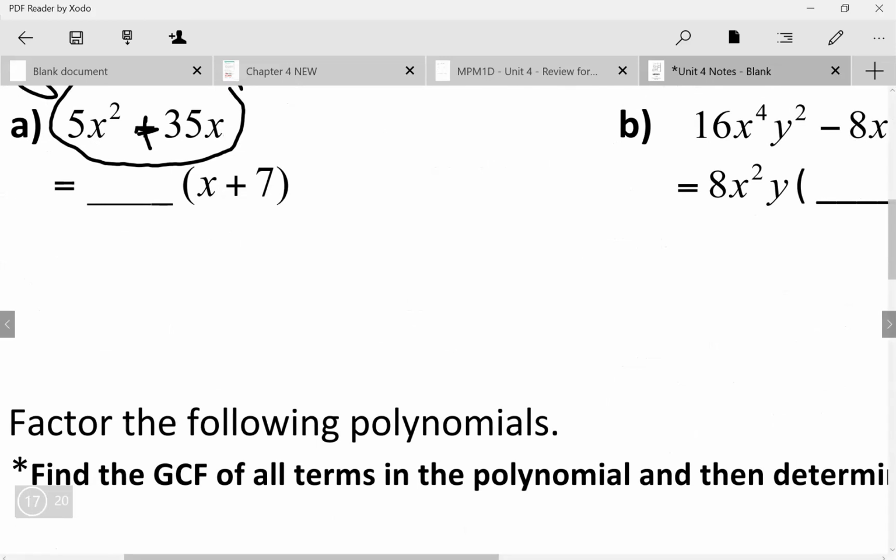So let's say I have something like 16. That's a bad example. Let's not do 16.